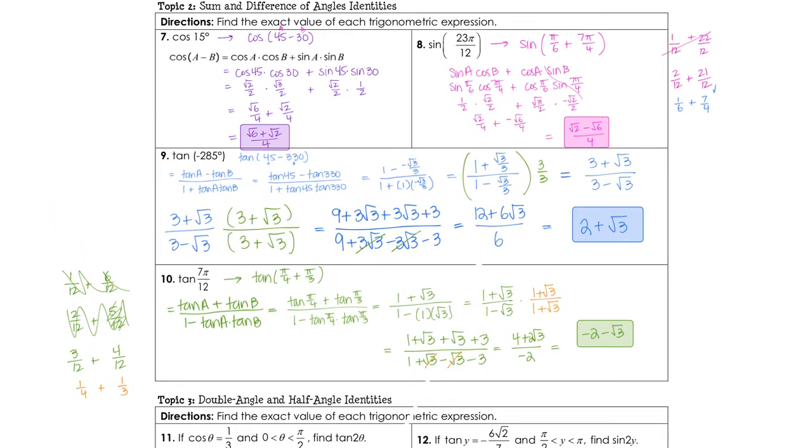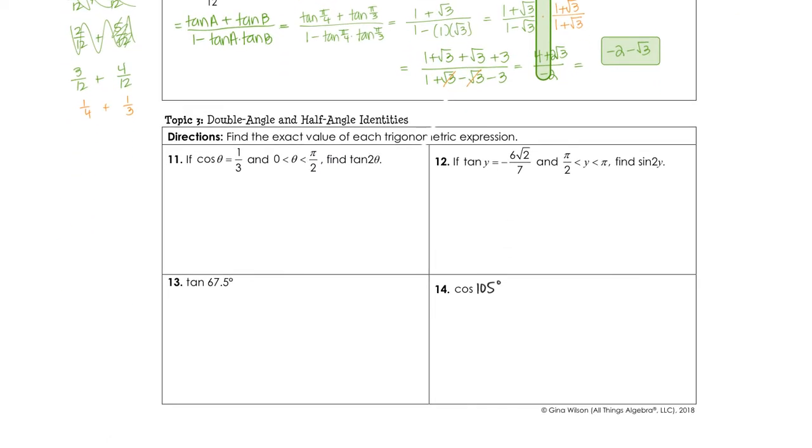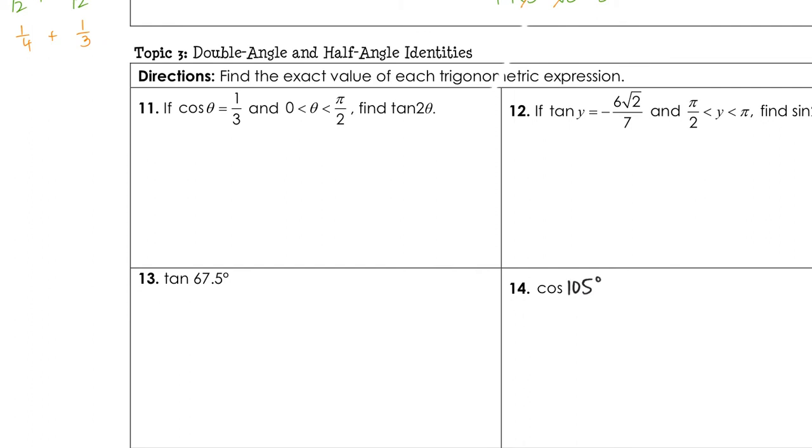Okay, so all of that was just sum and difference of angles. We still have a few more to go. So the next type we did was double angle and half angle identities. So again, it doesn't tell you specifically which one to use, but there's tan 2 theta. That is a double angle identity.